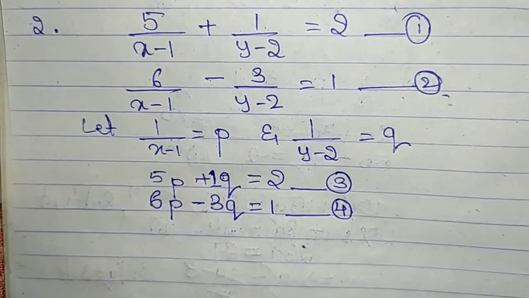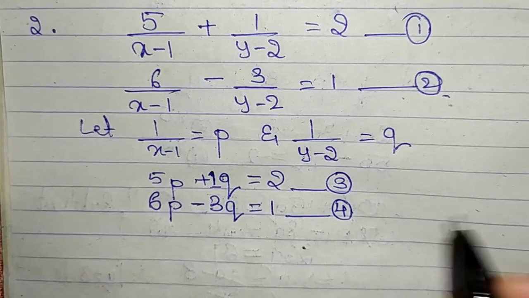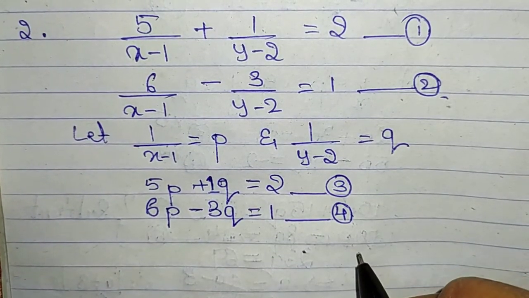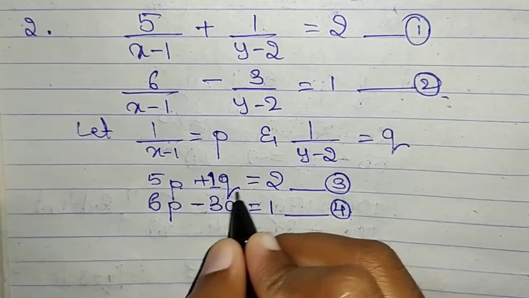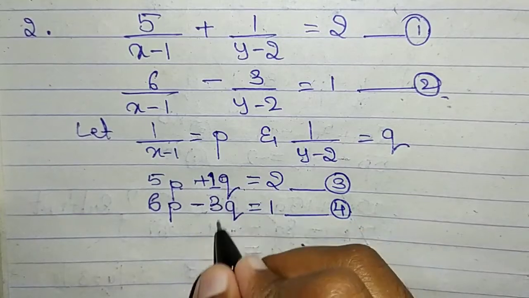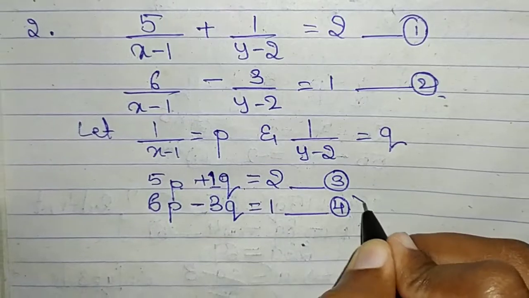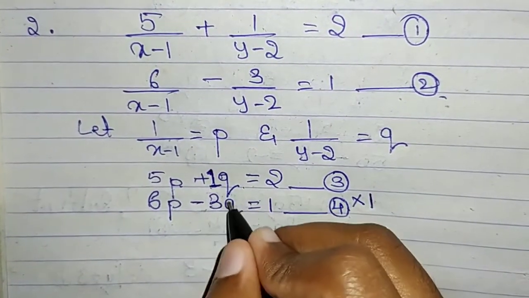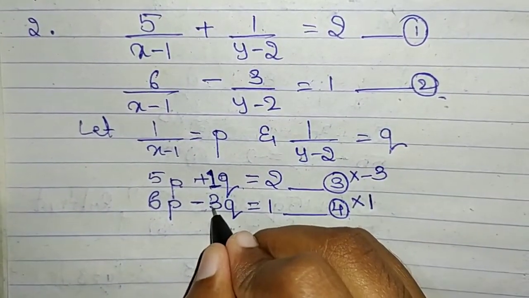So now this is of the form of linear equations in two variables. So first we will be using the elimination method to find the values of p and q. Then from there we can find the values of x and y. First let us eliminate the variable q here. Not p, let us eliminate q. So multiply equation 3 by 3 because the coefficient of q in equation 4 is minus 3.